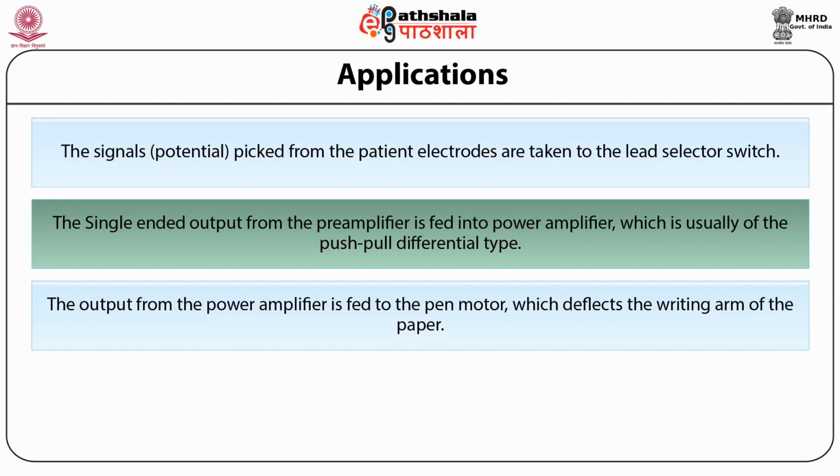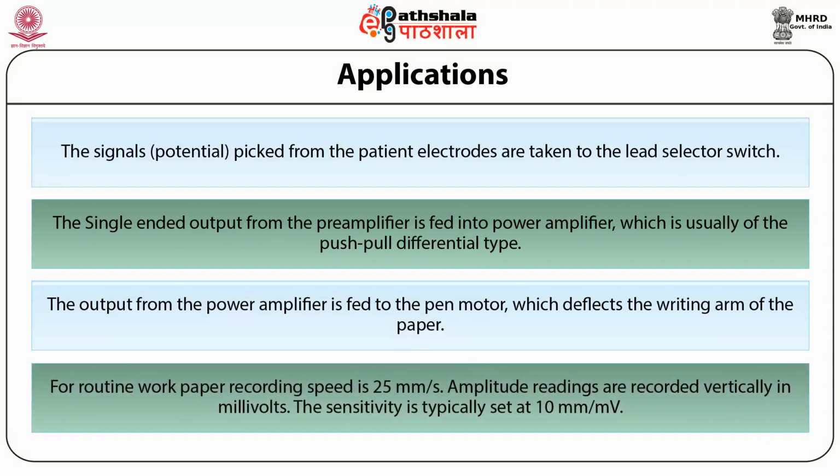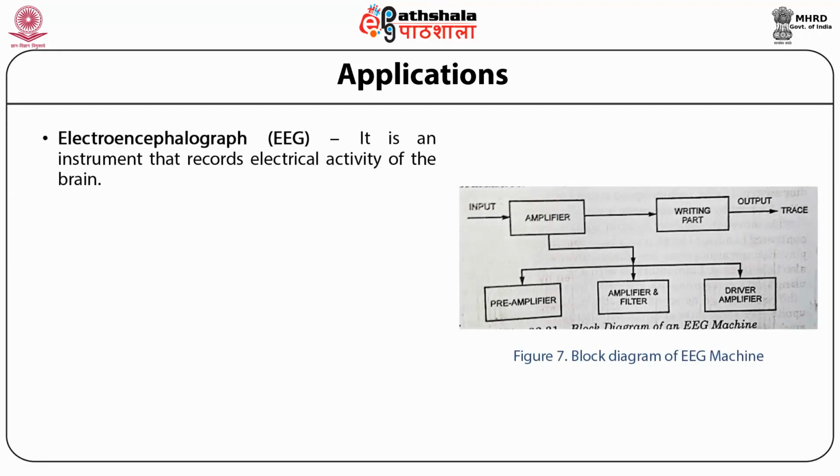Cardiograms are recorded on graph paper with horizontal and vertical lines at 1 mm interval and thicker lines at 5 mm interval. For routine work, paper recording speed is 25 millimeters per second. Amplitude readings are recorded vertically in millivolts. The sensitivity is typically set at 10 mm per millivolt. Electroencephalograph. It is an instrument that records electrical activity of the brain.